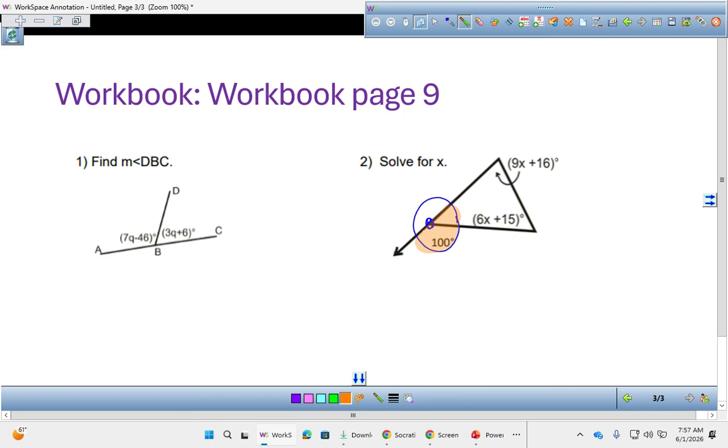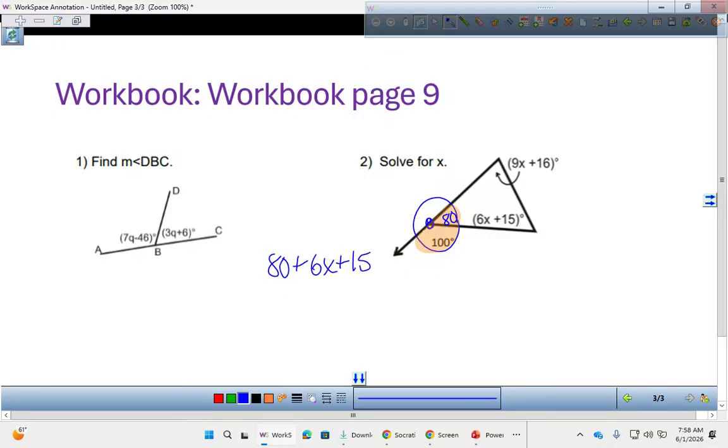What do those two angles make? 180, right? So that means that this inside angle would have to be 80, right? And then the three angles inside of a triangle add up to 180. So this is just another way to do it. You don't have to do it the first way.